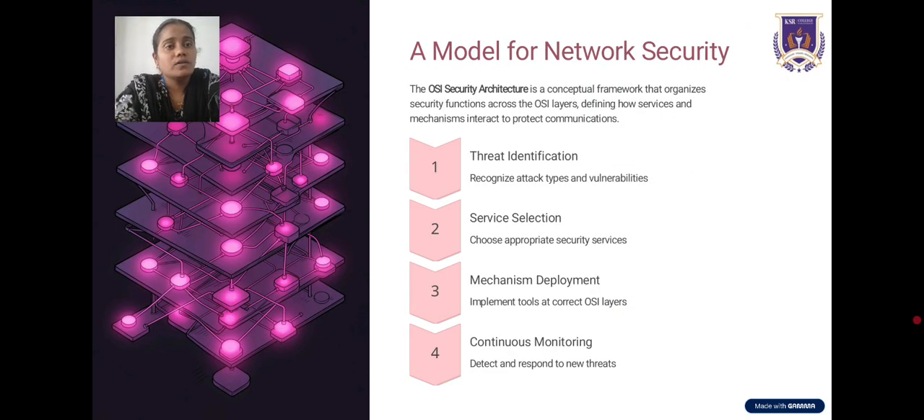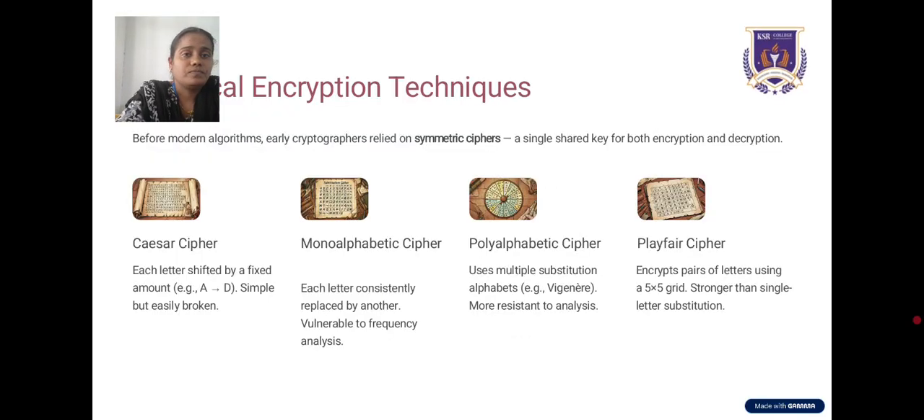Next one is a model for network security. The OSI security architecture is a conceptual framework that organizes security functions across the OSI layers, defining how services and mechanisms interact to protect communication. First one is threat identification, which means recognizing attack types and vulnerabilities. Second one is service selection, which means choosing appropriate security services. Third one is mechanism deployment, which means implementing tools at correct OSI layers. Fourth one is continuous monitoring, which means detecting and responding to new threats.